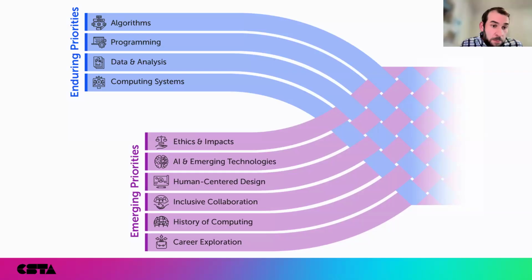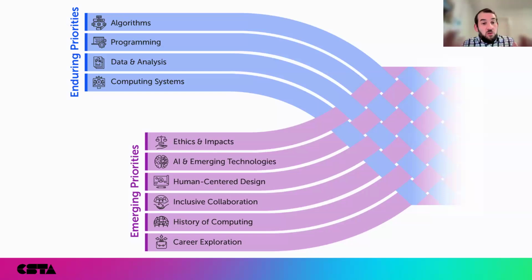At the bottom in purple are the emerging priorities. These are new or elevated importance, and these include ethics and impacts, AI and emerging tech, human-centered design, inclusive collaboration, history of computing, and career exploration. Chief among these is ethics and impacts, and we've woven that across the standards, what we call a socio-technical approach.